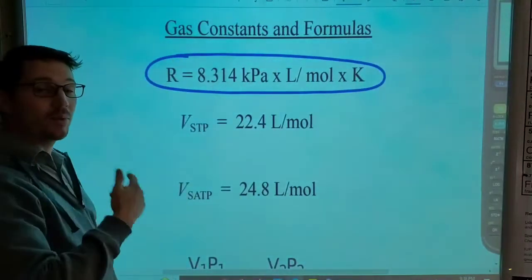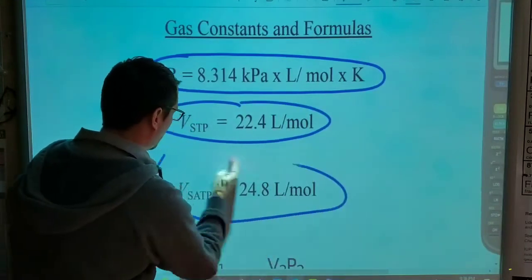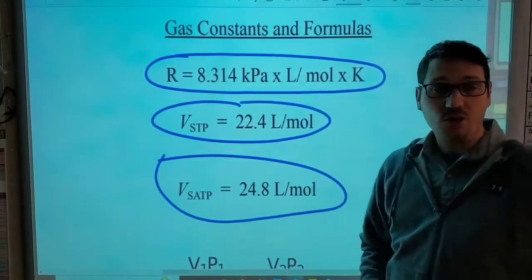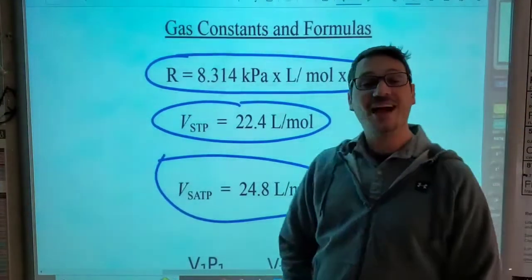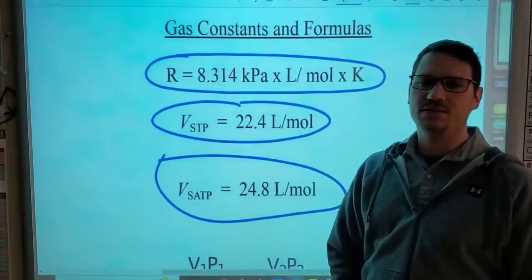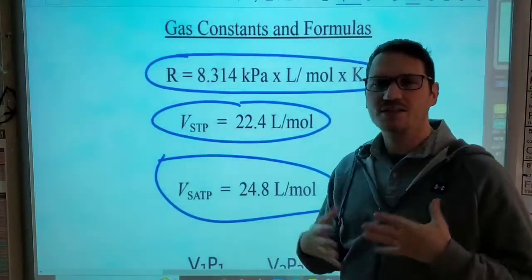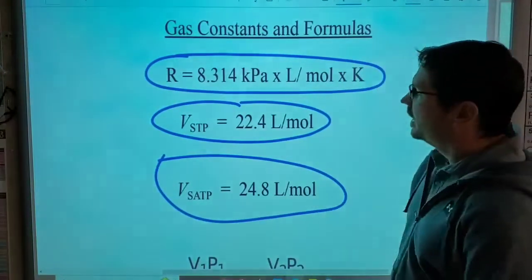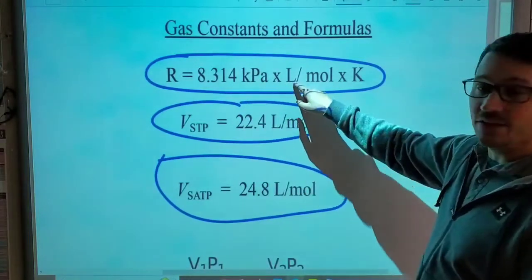I don't know if you remember what that R value was called. And then here, and then here. This R value, I don't know if anybody mentioned it or mumbled it in class, but that's called the ideal gas constant. It's a constant that defines how ideal gases behave under certain conditions. And so it's got the units kilopascals, liters on top.